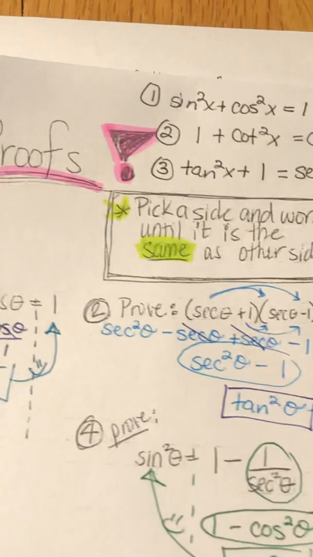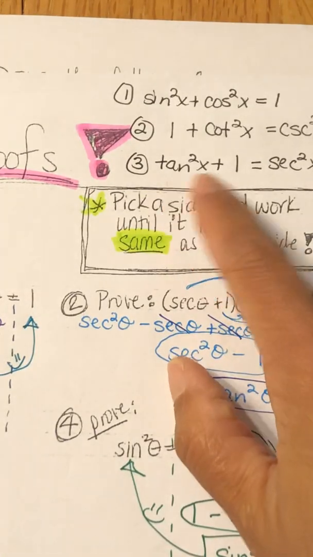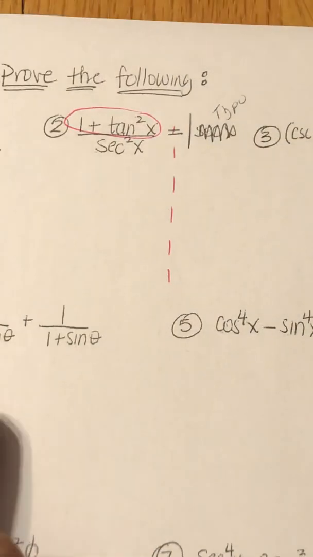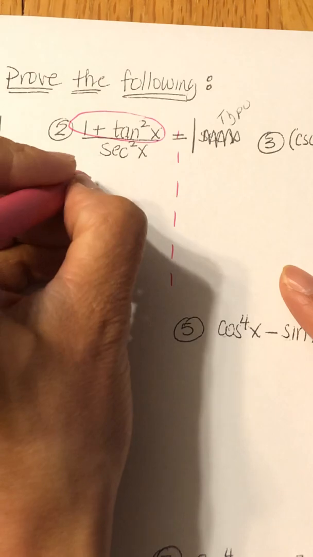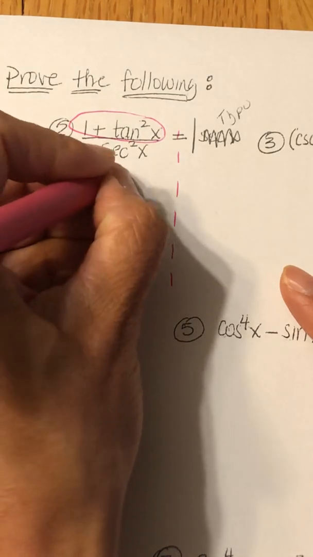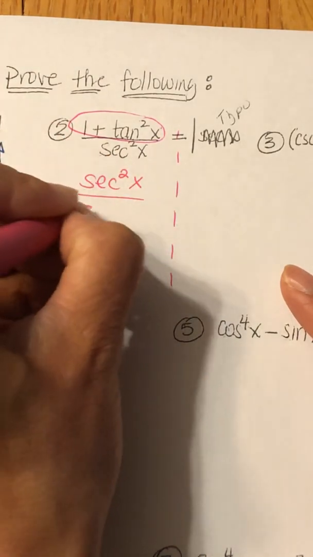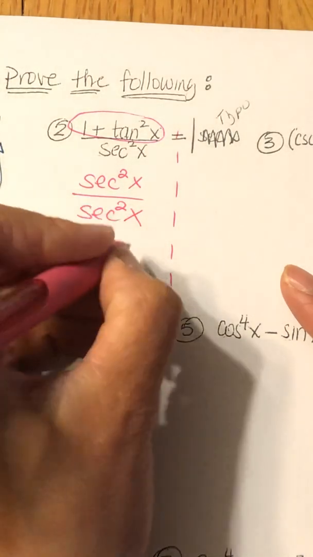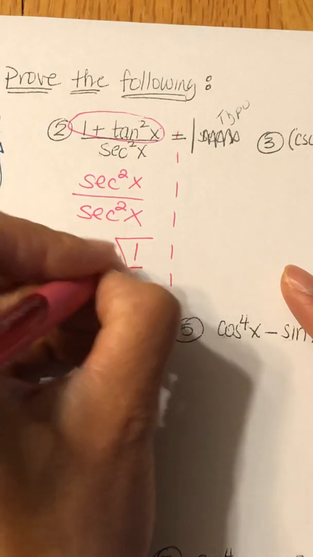So I'm going to go back to my notes. 1 plus tangent squared. Hey, 1 plus tangent squared equals secant squared. So I can replace the 1 plus tangent squared with secant squared. Oh, look at that. Secant squared over secant squared equals 1. And we made it match.